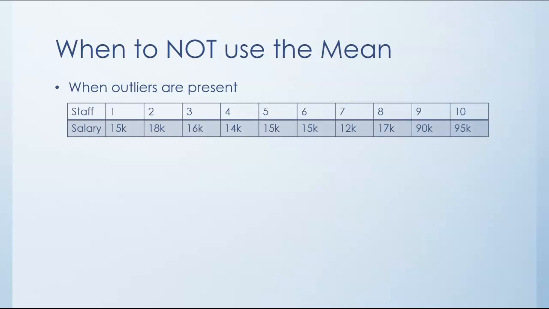Okay, now when not to use the mean. When there are outliers present, the mean is usually not a very good representation of what the data shows. So for example, I have the salaries for 10 staff members, and if you want to pause the video really quick and figure out the mean on your own, you can do that. If not, the mean for this data is going to be 30.7K or 30,700.